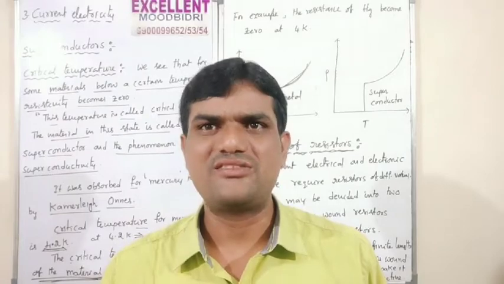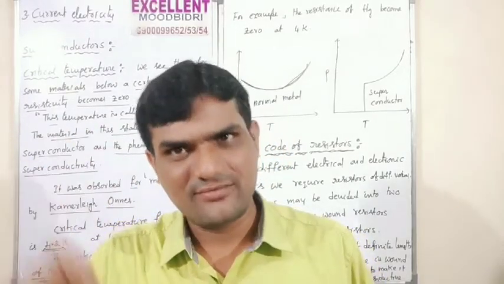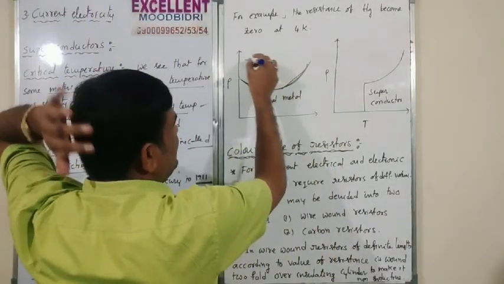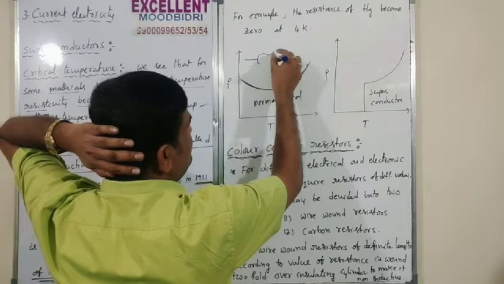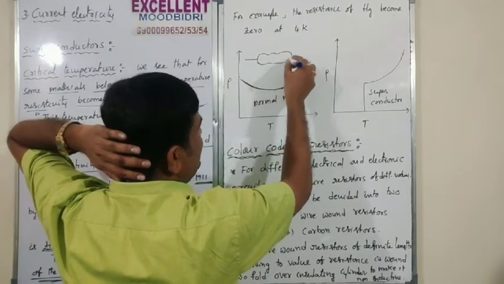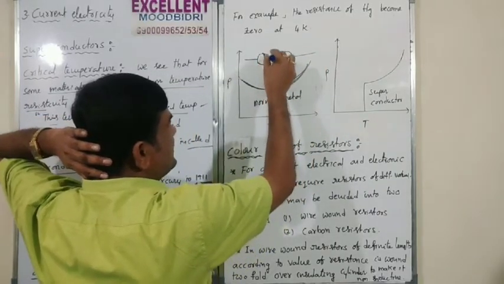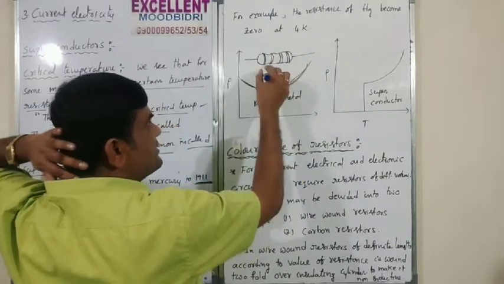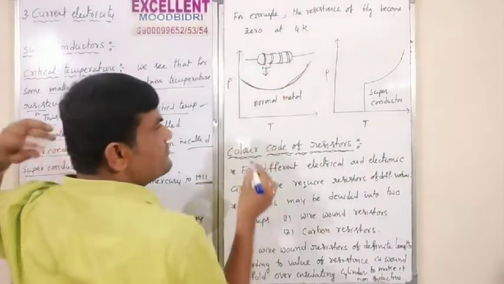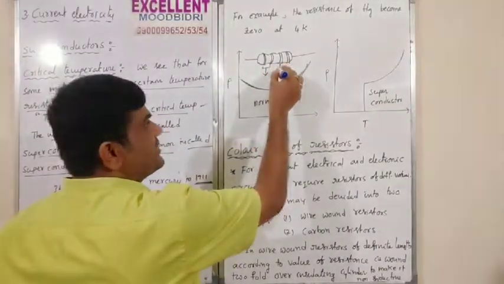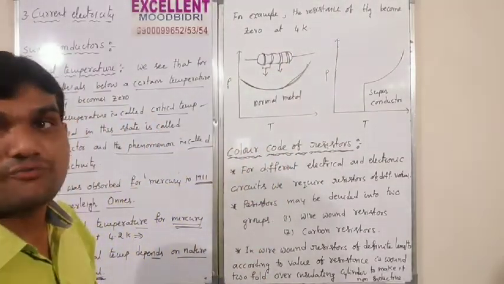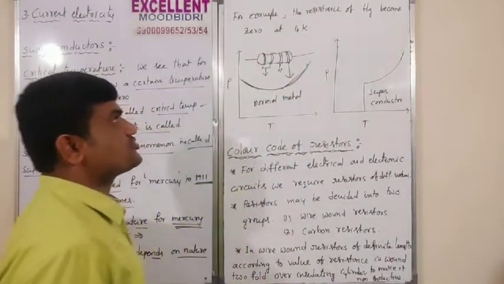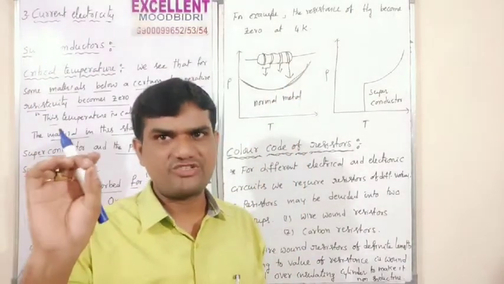In resistors, different colors will be there. For example, here I have one resistor like that. Here, a total of four colors will be there. These two colors indicate significant figures. This color indicates the order of magnitude. This fourth color indicates the tolerance, how much percentage will be there.